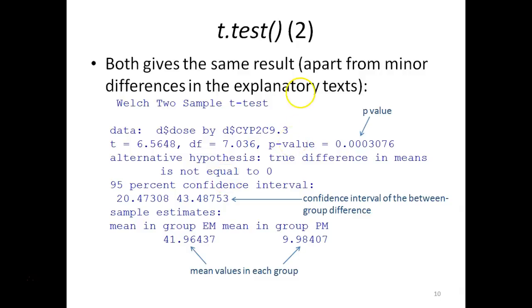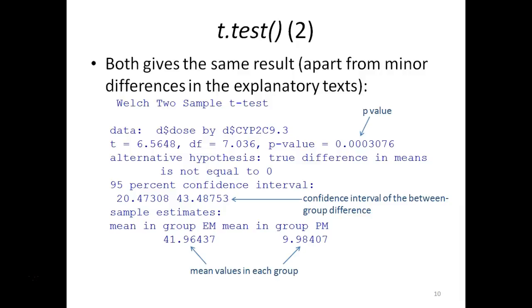Using the second syntax, we get this result. We get the information that we have performed the Welch two-sample t-test, and that we have looked at the dose grouped by the zip29.3 variable. We also get the t-value, degrees of freedom, and the p-value, and as you can see the difference is highly significant here. We have a p-value of 0.0003. We get the alternative hypothesis, and the null hypothesis is obviously that the dose is equal in both groups in the population.